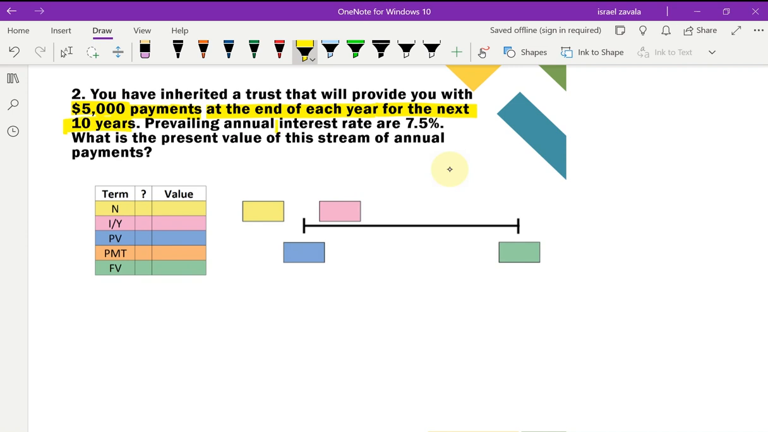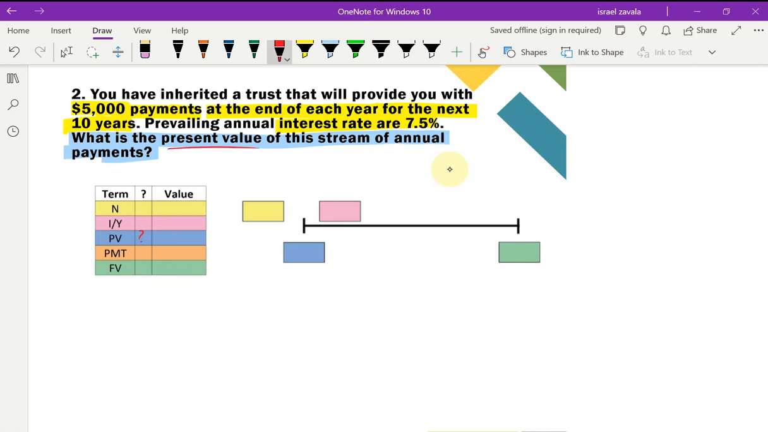Prevailing annual interest rates are 7.5%. What is the present value of this annual payment? So here's a question. What is the present value of this stream of annual payments? Unfortunately, this is 10 years also, right? But let's go. What are we looking for? Present value, right? Present value.